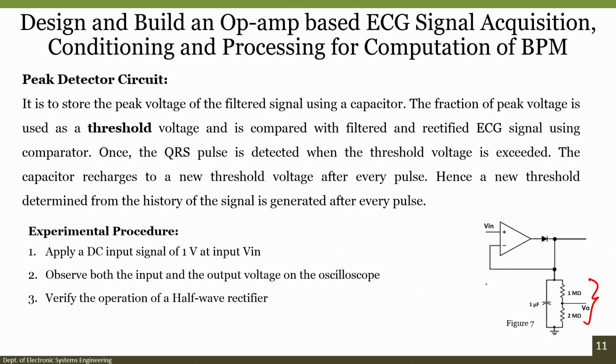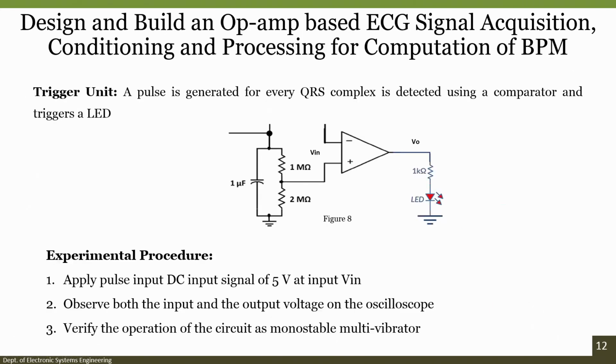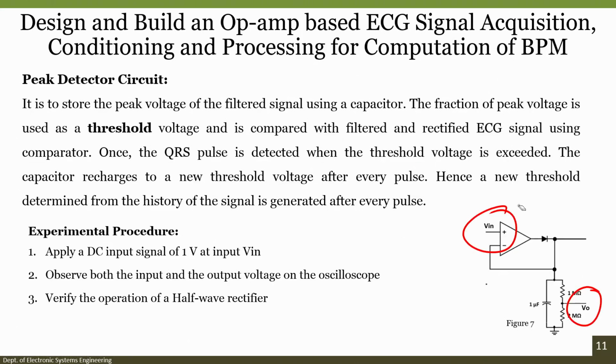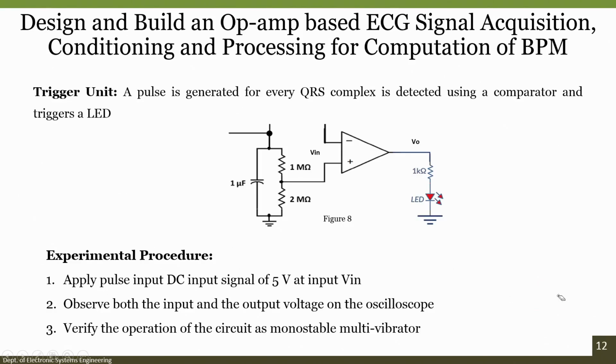If you want to verify the circuit using experiments, you have to apply a DC input signal of 1 volt at V in, observe the input and output voltage on the oscilloscope, and verify the operation of a half wave rectifier. You can also apply a sine wave and look at the operation. It is not that every time you have to go for DC; you can also increase the frequency and see what happens at the input and at the output for the same circuit, but for a different signal.